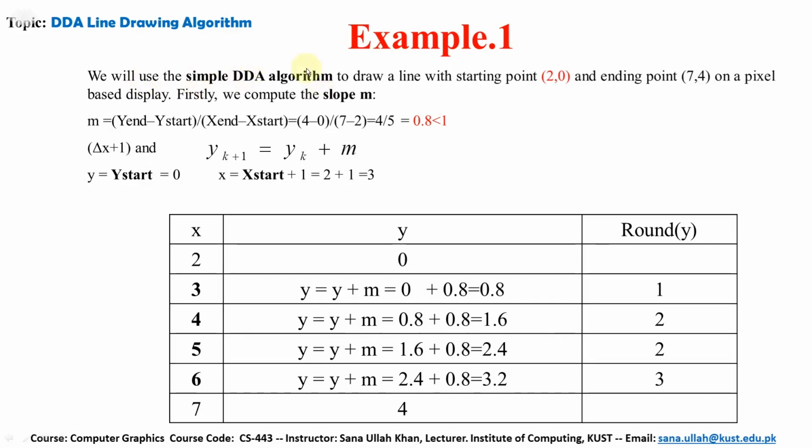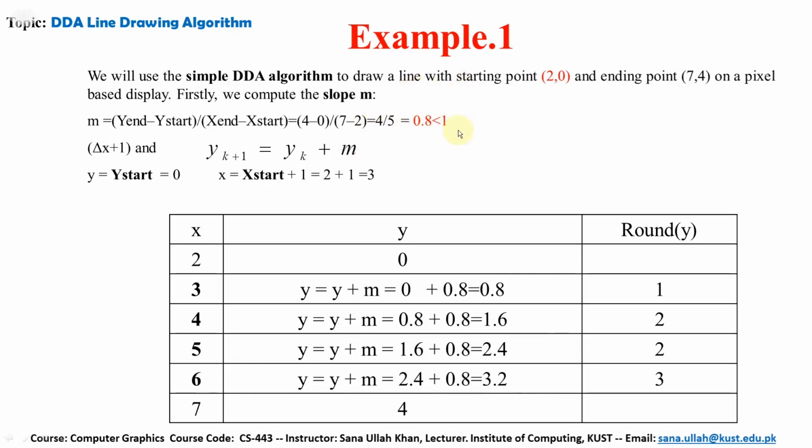So example 1: here we use the DDA algorithm to draw a line whose starting point is 2, 0 and end point is 7, 4 on a pixel-based display. First of all, we compute the slope value, which is equal to y end minus y start divided by x end minus x start, meaning y end value 4, y start value 0, divided by x end value 7, x start value 2. So 4 minus 0 is equal to 4, divided by 7 minus 2, which is equal to 5, giving 0.8, which is less than 1.